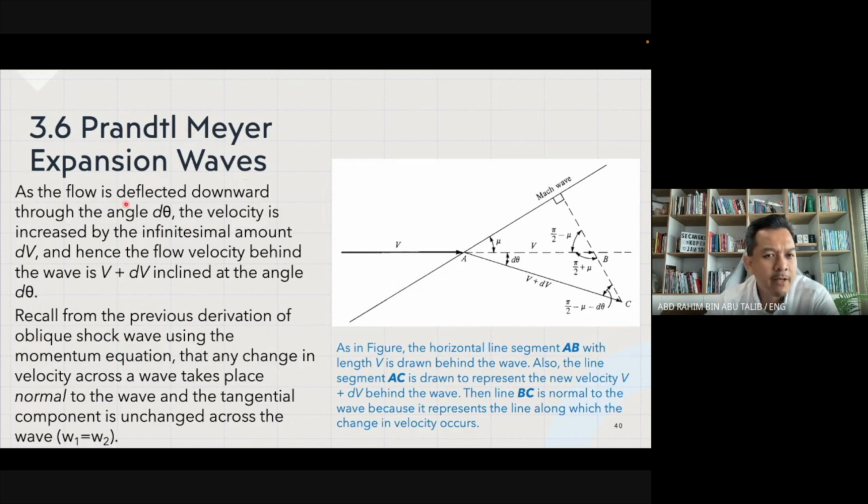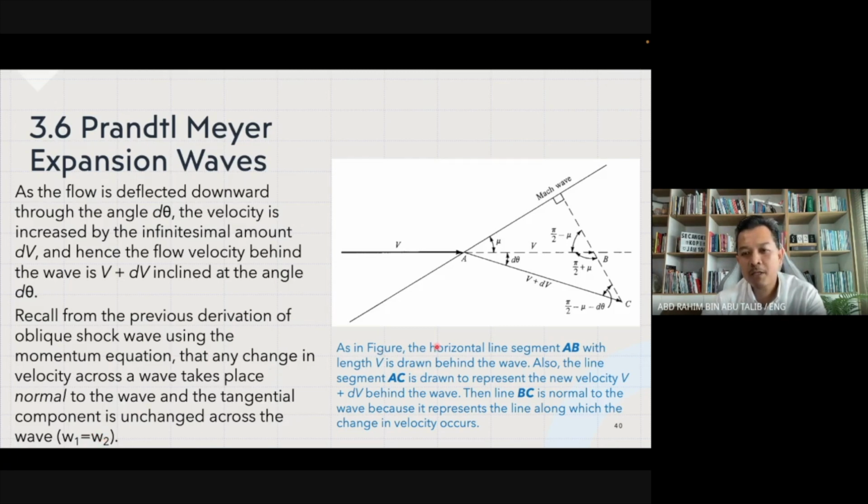So as the flow is deflected downward through the angle d theta, the velocity is increased by the infinitesimal amount dV, right? And hence the flow velocity behind the wave is V plus dV, inclined at the angle d theta. And recall from our previous derivation of the oblique shock wave using the momentum equation that any change in velocity across waves takes place normal to the wave, and the tangential component is unchanged across the wave, which is W1 equal to W2.